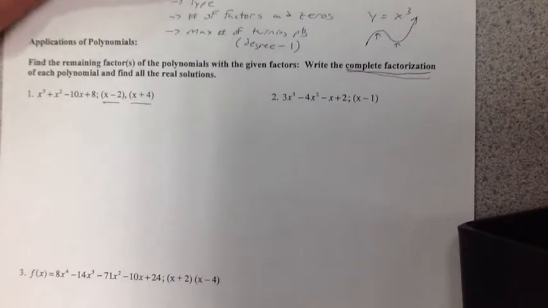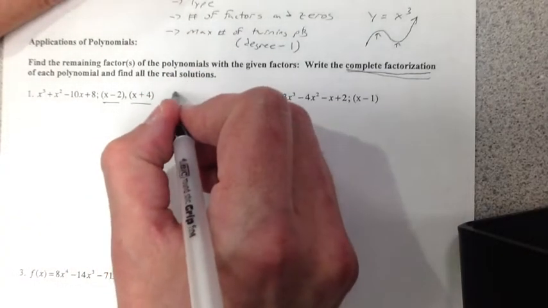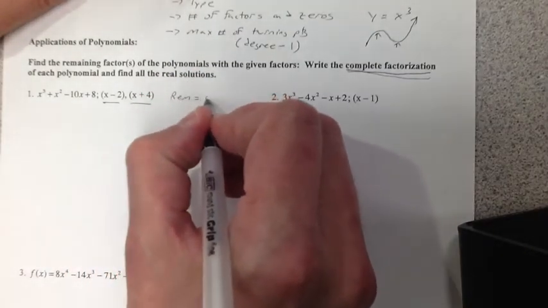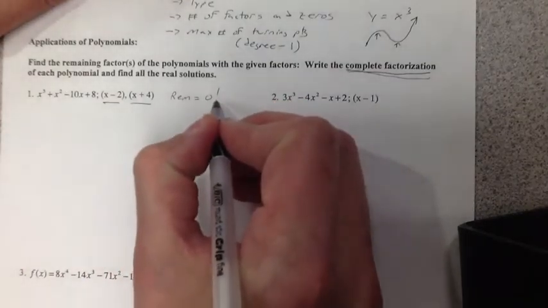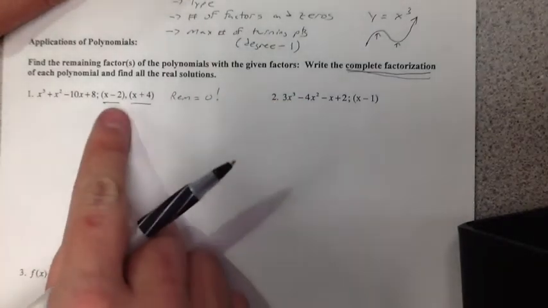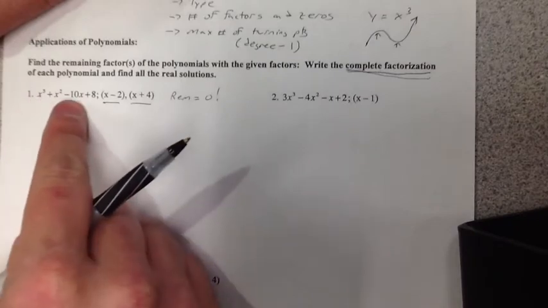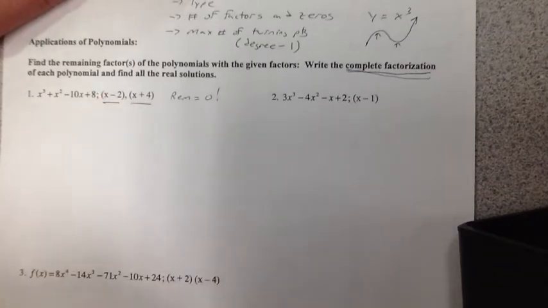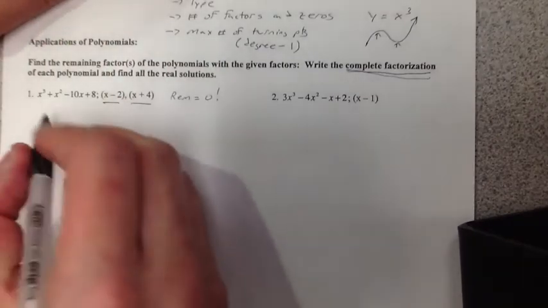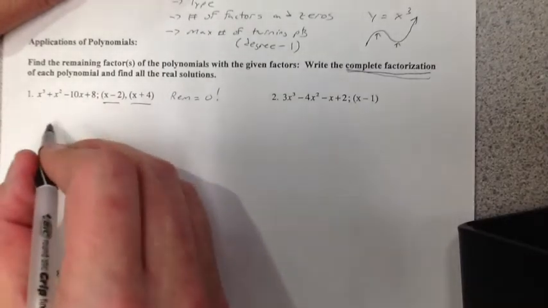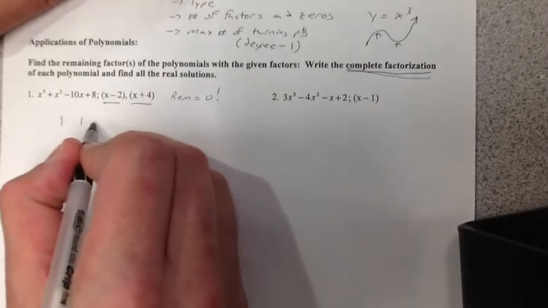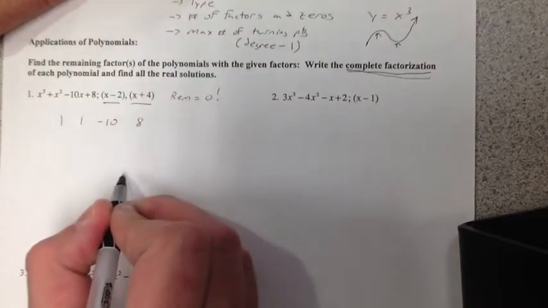Now, remembering from yesterday, if it's a factor, the remainder must equal 0. So when I divide, I should get 0. So if I divide our polynomial by either one of these factors, we should get 0. So let's go ahead and do that. We're going to use synthetic division. This becomes 1, 1, negative 10, 8.